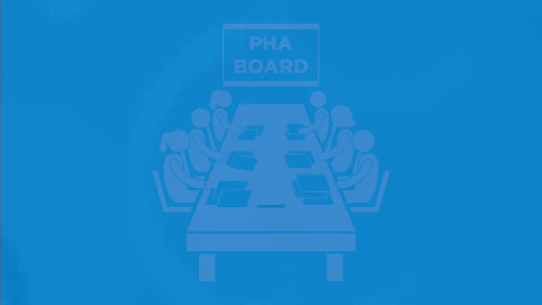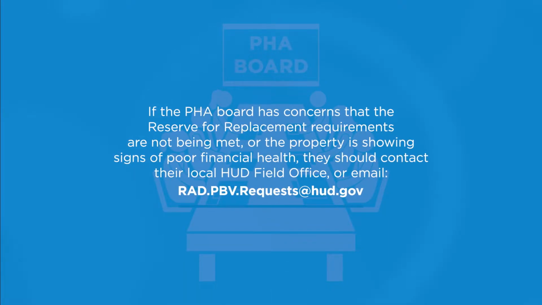rad.pbv.requests@hud.gov. If the PHA board has concerns that the reserve for replacement requirements are not being met, or the property is showing signs of poor financial health, they should contact their local HUD field office or email rad.pbv.requests@hud.gov.